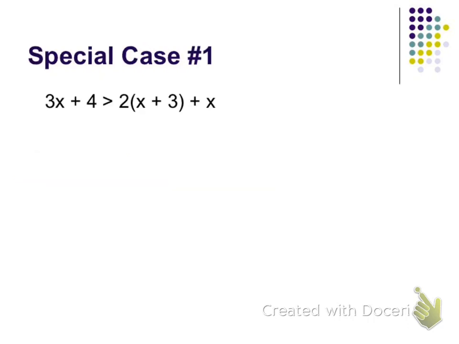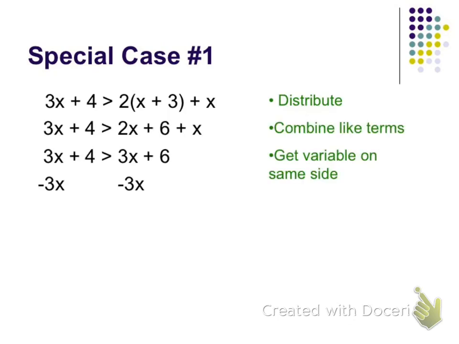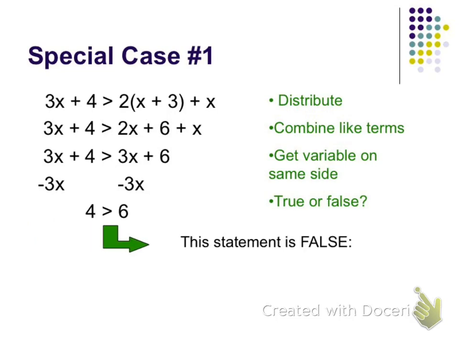All right, some special cases. If you're solving a problem, we've done this with variables on both sides, and you get the same variable and you subtract it from both sides so that you leave the variable, you look at the statement, is 4 greater than 6? Since this is not true, there's no solution in this case. So this isn't the same as the equations, right? But it's similar. So if 4 is not greater than 6, then your answer is that there is no solution.